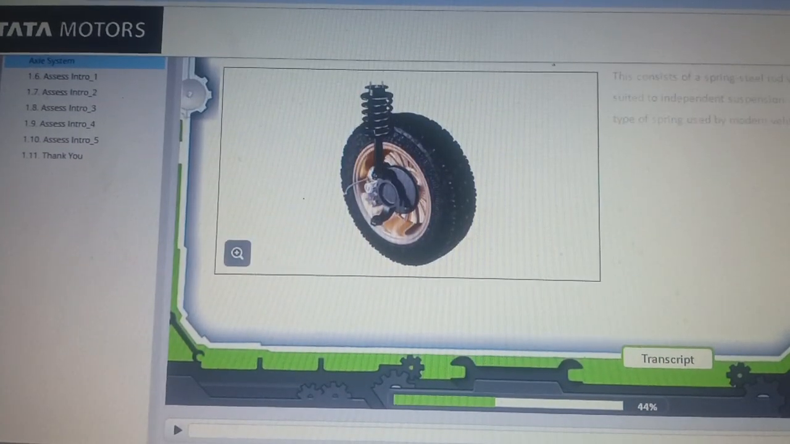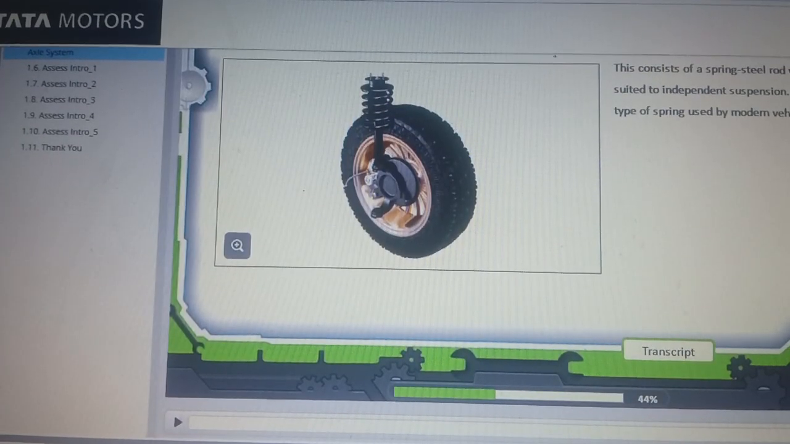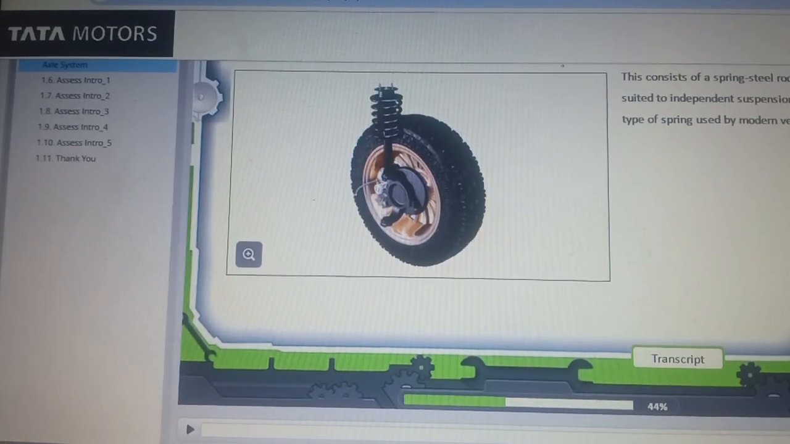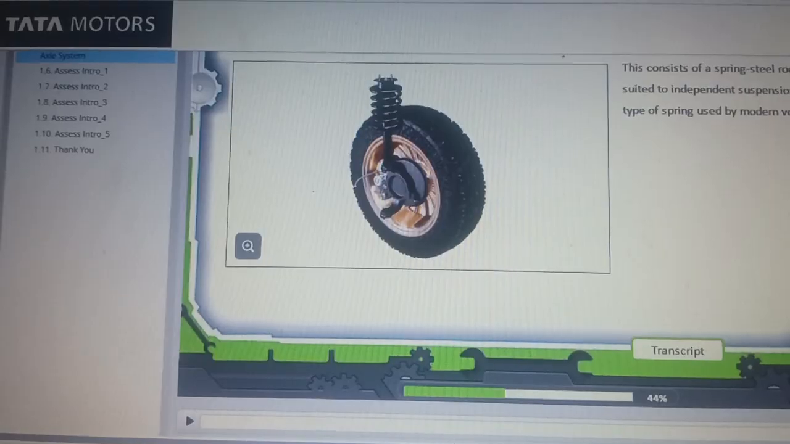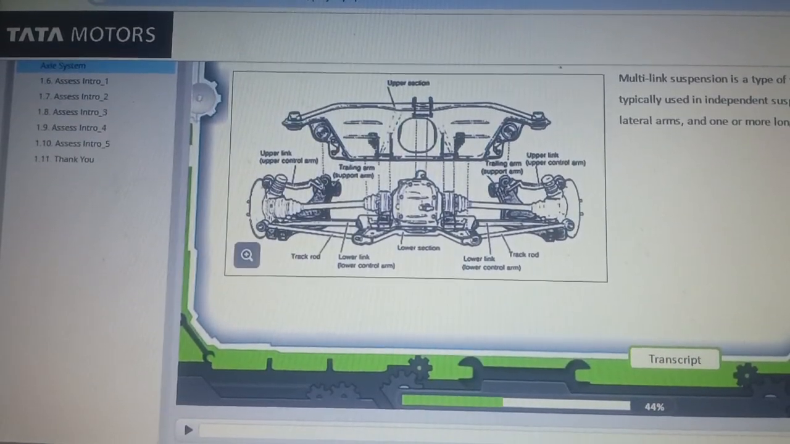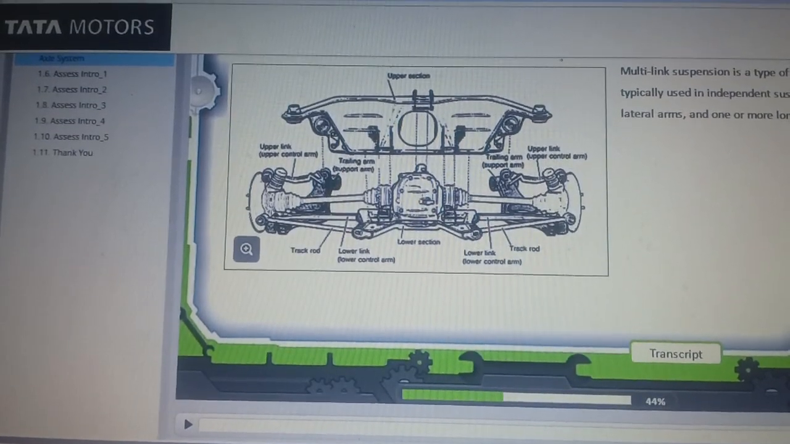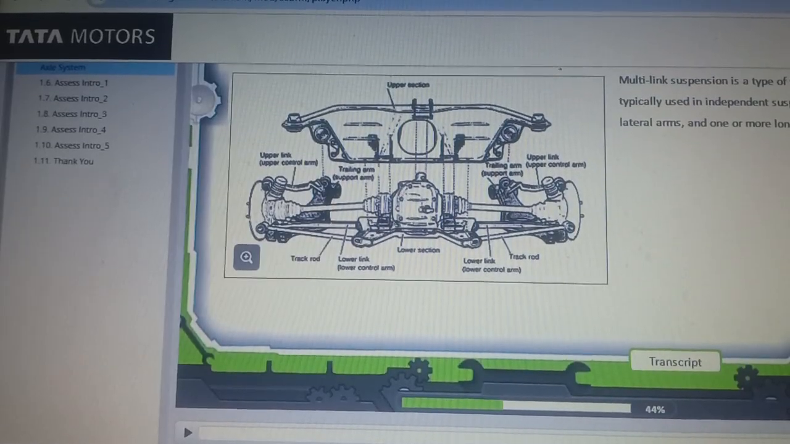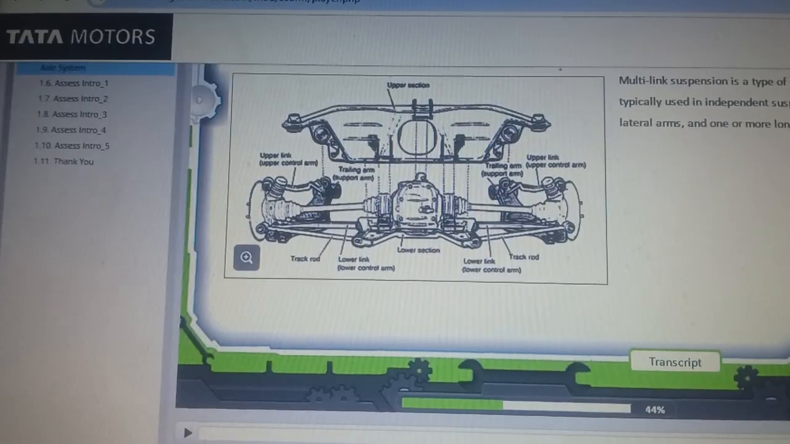Coil spring. This consists of a spring steel rod wound into a coil. It is ideally suited to independent suspension. This is the most common type of spring used by modern vehicles. Multi-link. Multi-link suspension is a type of vehicle suspension design typically used in independent suspensions using 3 or more lateral arms and 1 or more longitudinal arms.